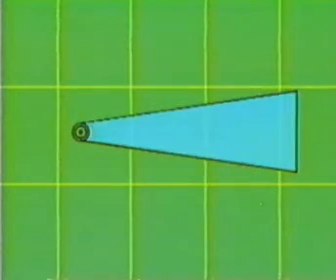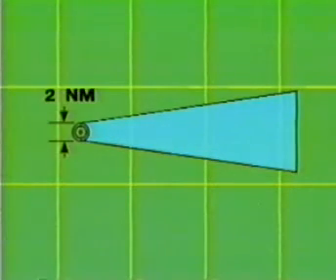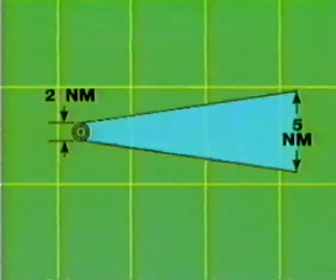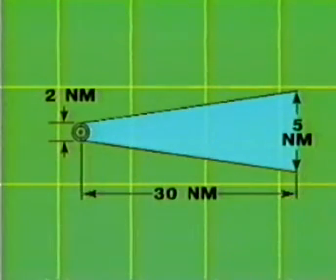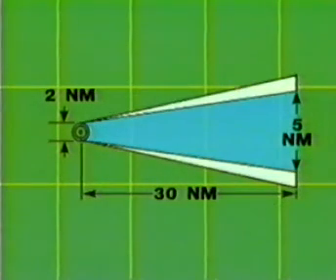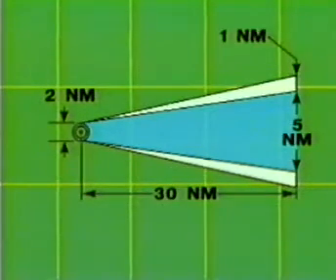The center, or primary area, is 2 miles wide at the VOR and expands uniformly to 5 miles wide, 30 miles from the facility. The secondary area is on either side of the primary area. It is 0 miles wide at the VOR and expands uniformly to 1 mile on each side of the primary area at the 30-mile point.